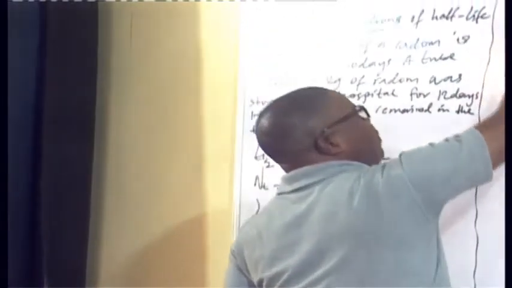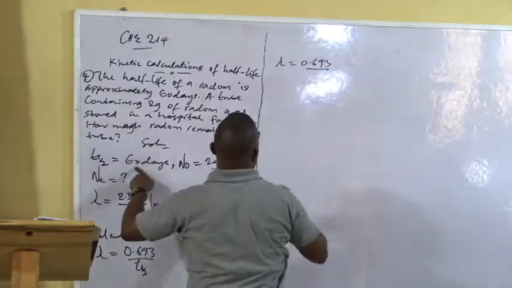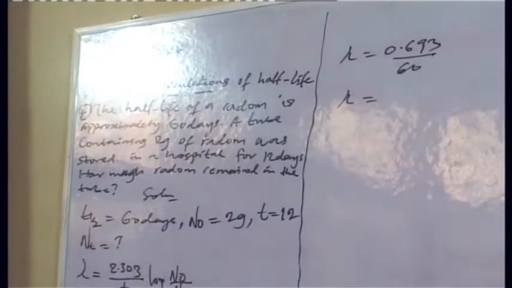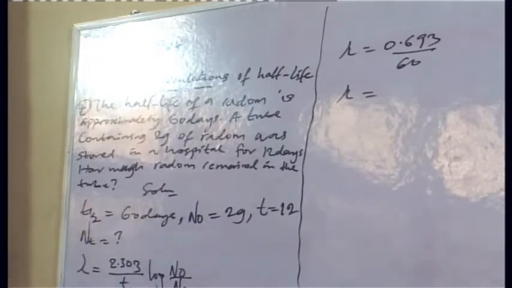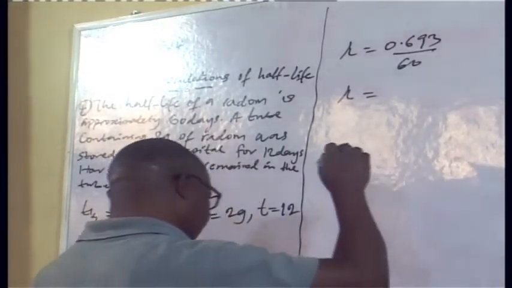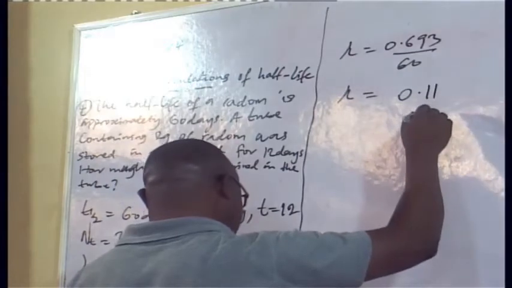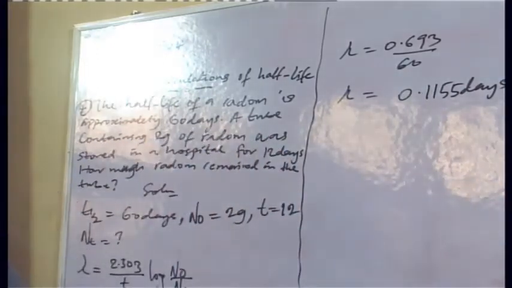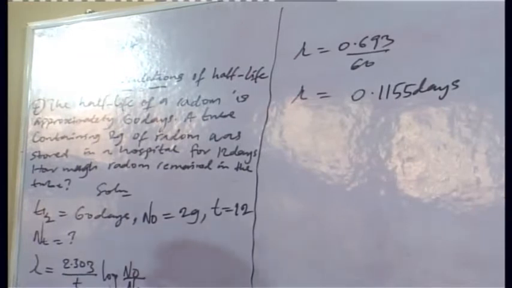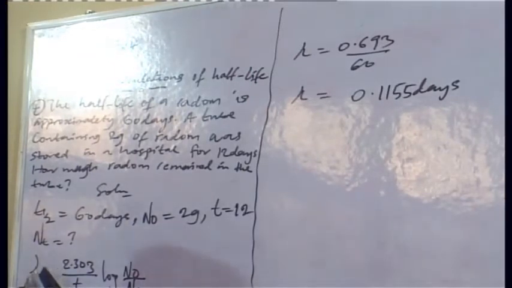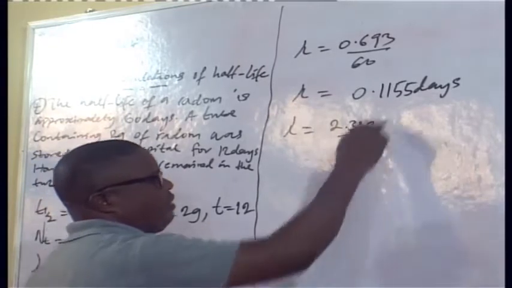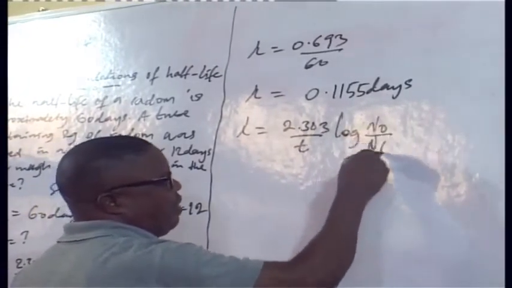So our lambda is equal to 0.693 all over t half, which is given as 60. If we divide this, we have 0.1155 per day. Now, since we know our lambda, we go back to the formula. And the formula says lambda is equal to 2.303 all over t, logarithm of N0 all over Nt.